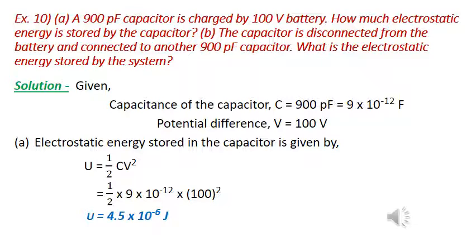In the solution of this question, it is given that the capacitance of the capacitor is equal to 900 picofarad or 9 into 10 to the power minus 12 farad and the potential difference is 100 volt. For part A, electrostatic energy stored in the capacitor is given by the formula U is equal to half CV square. By putting the value of C and V, we get U is equal to 4.5 into 10 to the power minus 6 joule, which is the answer of first part.